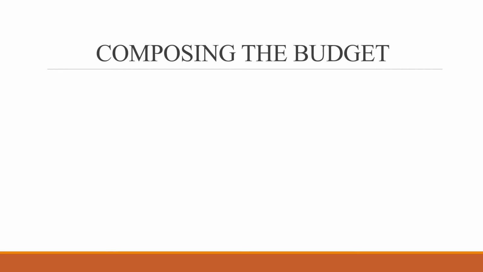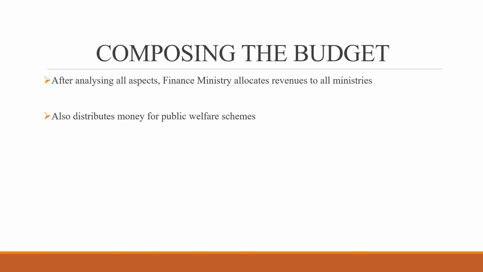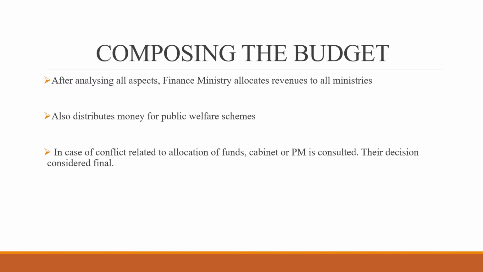The steps involve composing the budget. Now, after analyzing every aspect carefully, the Finance Ministry allocates revenues to various administrative ministries and devises new public welfare schemes. It also distributes money for various public welfare schemes, and at times when there are disputes between different ministries over allocation of resources, the finance ministry consults the union cabinet or the prime minister.